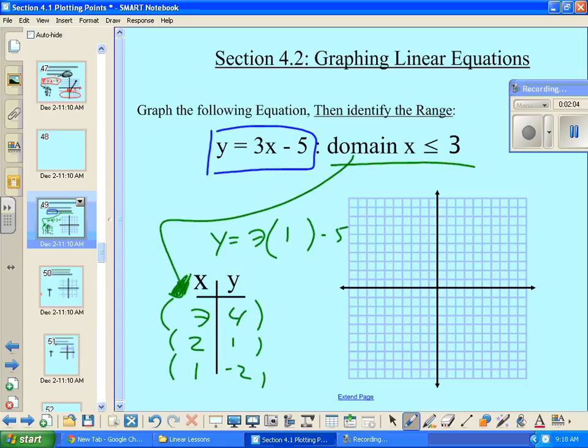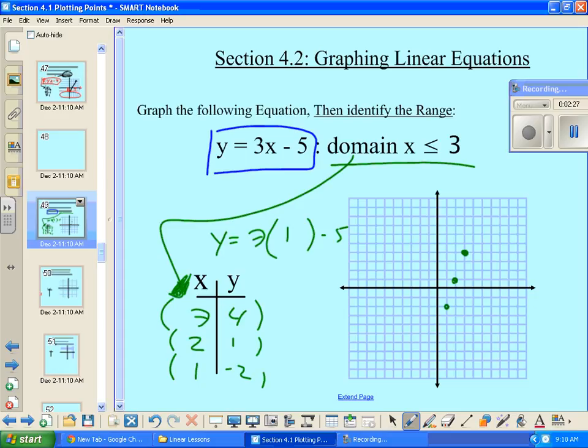I'm going to start plotting these. Oops, I mistook myself there, if you caught it. (3, 4) means I should go to the right 3 and up 4. I did catch myself there before I went too far. (2, 1) means right 2 and up 1. And (1, -2) means right 1 and down 2. So good, there's my 3 points.